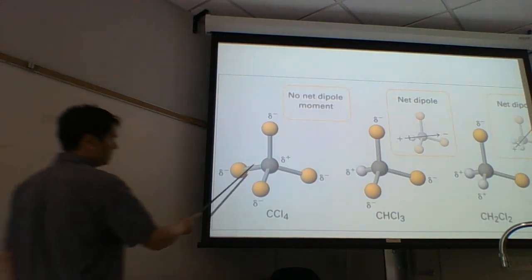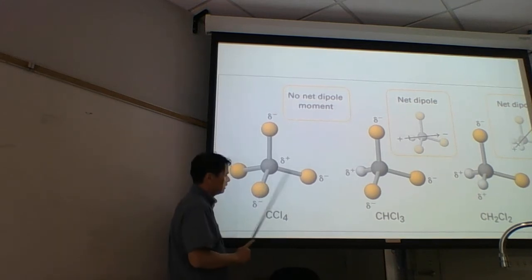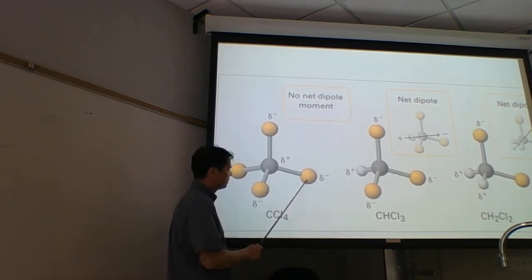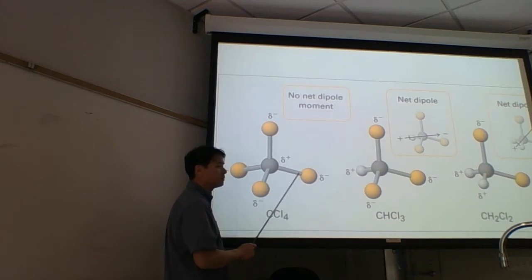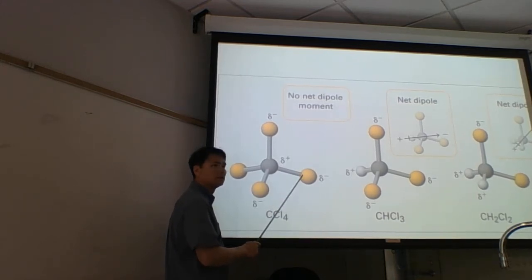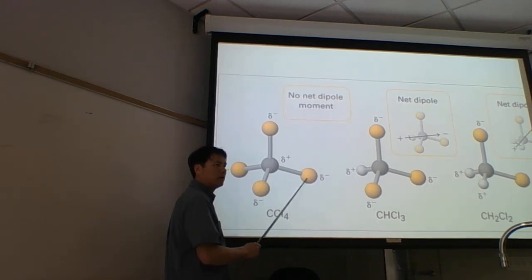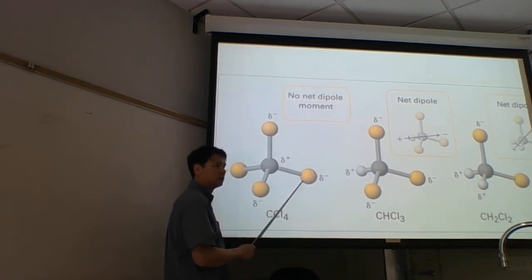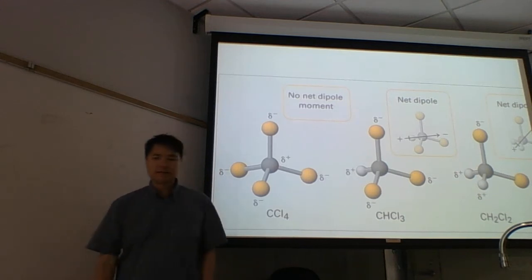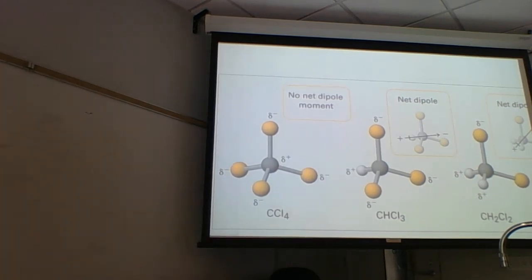Carbon versus chlorine. When I look at a carbon-chlorine, chlorine's more electronegative. What kind of bond is this? Is this an ionic bond? This is carbon, this is chlorine. Ionic bond, polar covalent bond, or non-polar covalent bond? It depends on the electronegativity difference between carbon and chlorine. What would your guess be?